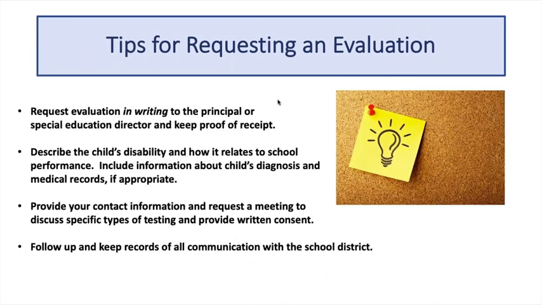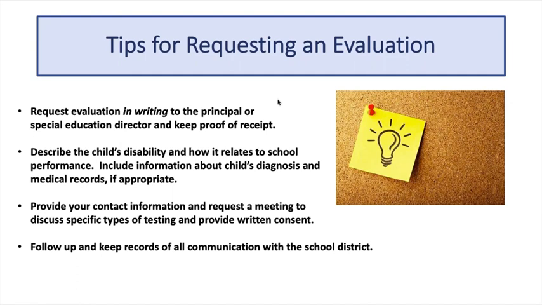So the next slide has tips for requesting an evaluation. These are just some practical things that I think parents should consider doing if they want to make sure they get a timely evaluation. Number one is to make that request in writing, preferably to someone like a principal or the special education director, somebody in the administration, not just, for example, the teacher's assistant or someone who may not be able to make sure that the next steps happen as they should. And then, of course, keep proof of that written request.